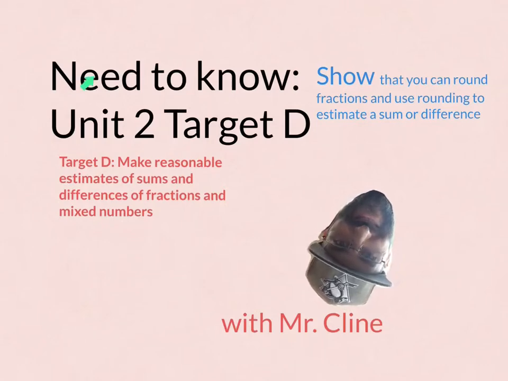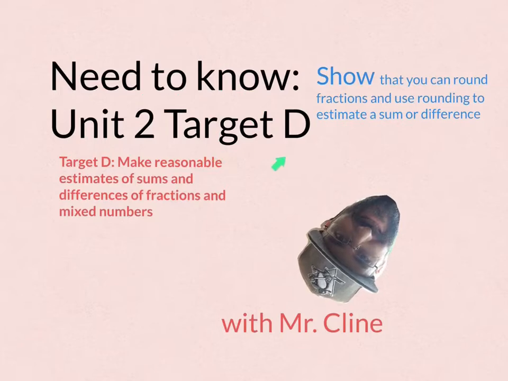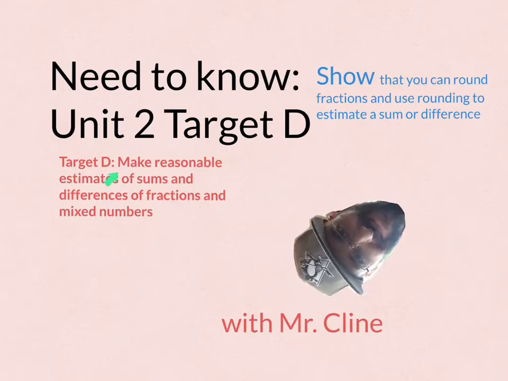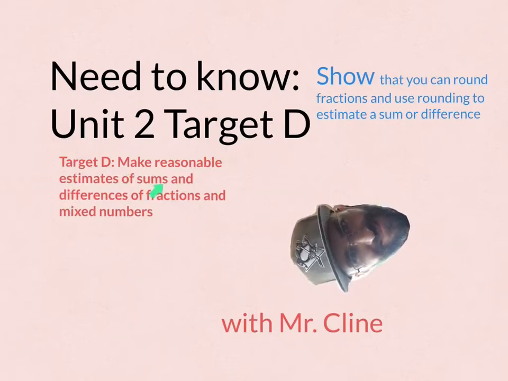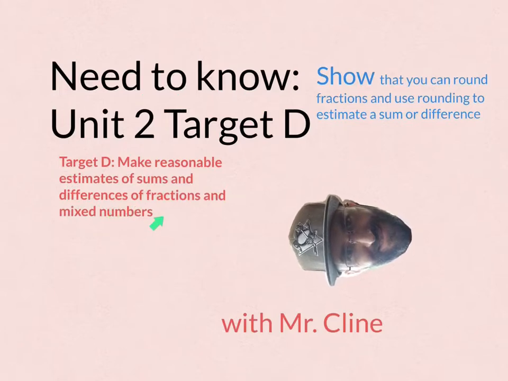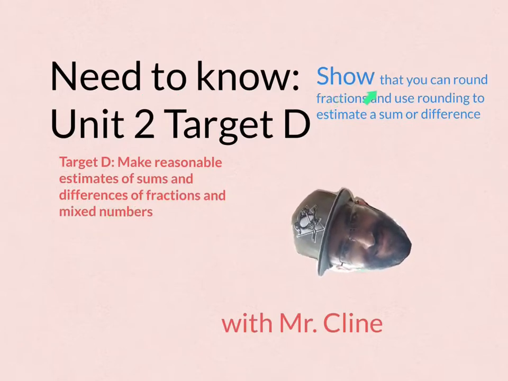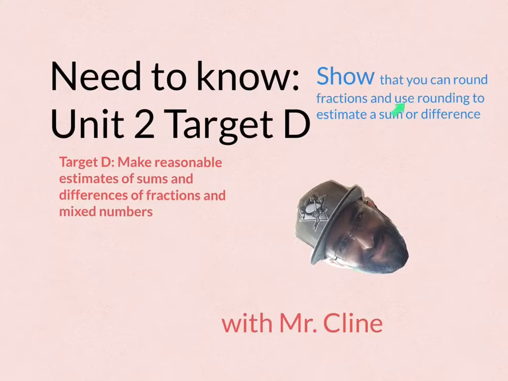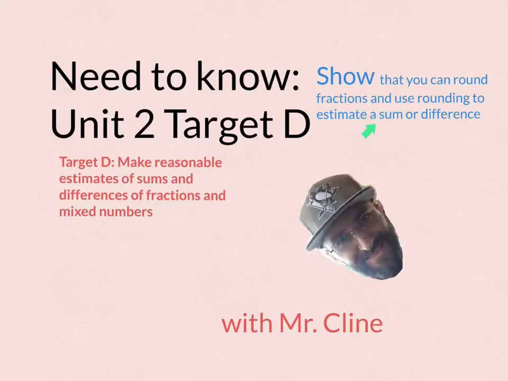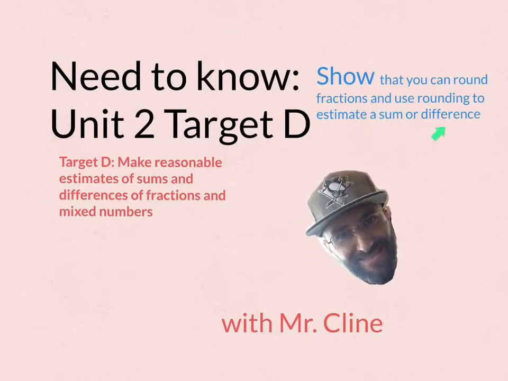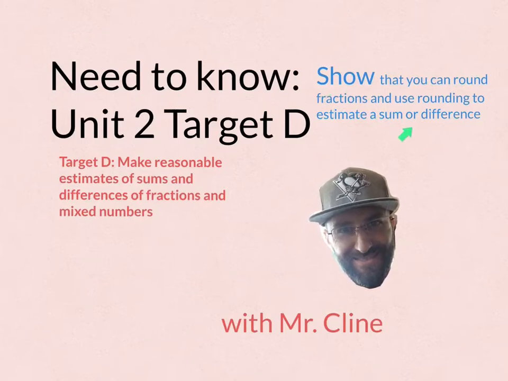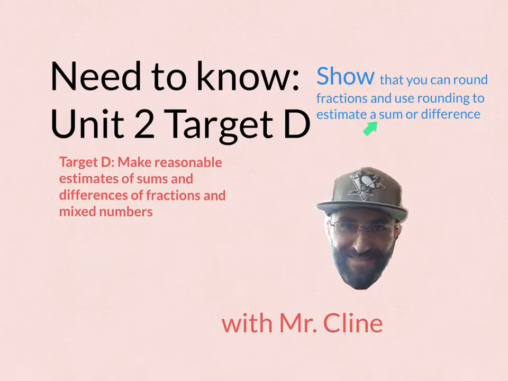This is your need to know for Unit 2 Target D. So Target D says that you can make reasonable estimates of sums and differences of fractions and mixed numbers. Another way to think of that is that you need to be able to show that you can round fractions and use rounding to estimate a sum or difference. So in other words, can you come up with a quick, close enough answer when you're adding or subtracting with fractions and mixed numbers?